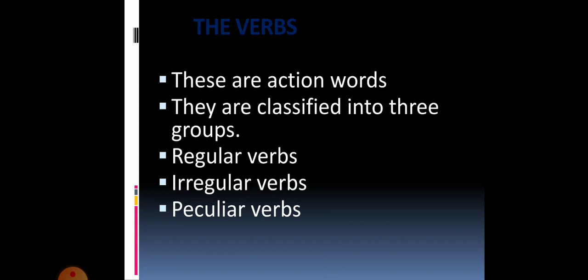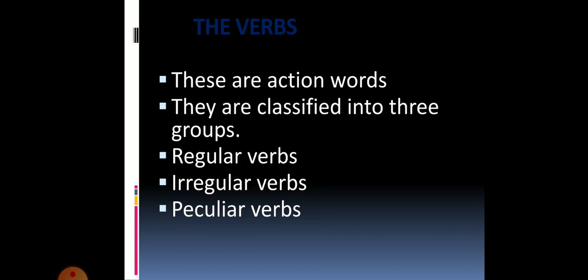Next one is watch: watch, watched, watched. Again you have the ed suffix. Such types of words are called your regular verbs.